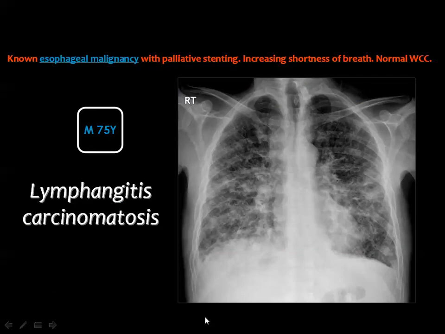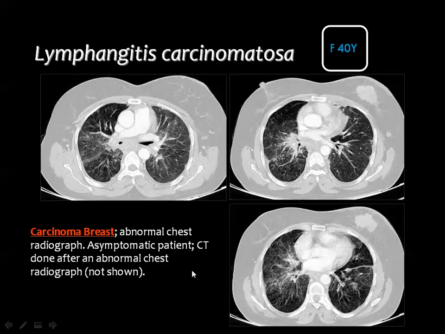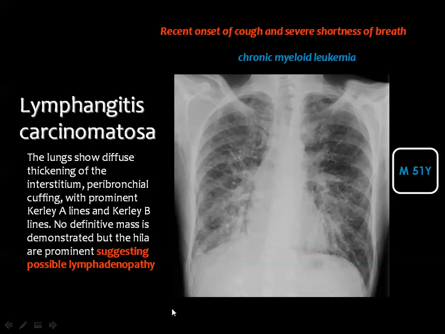If you look here, this patient with esophageal malignancy and a palliative esophageal stent presented with increased shortness of breath, and you see extensive interstitial opacities here. This patient had breast cancer with interstitial opacities. If you look carefully, you can see micronodules all over the opacities. In the presence of a primary malignancy, the possibility of lymphangitis carcinomatosa should be suspected.